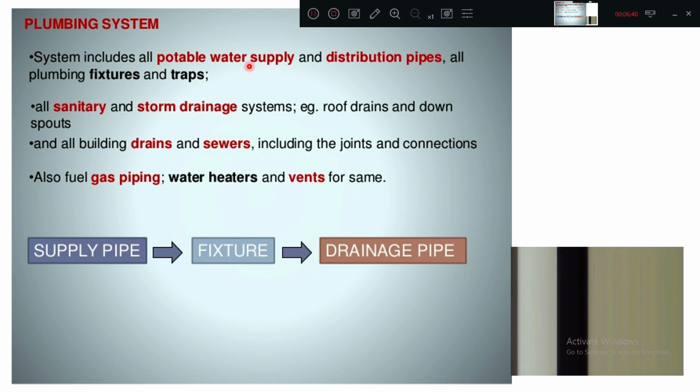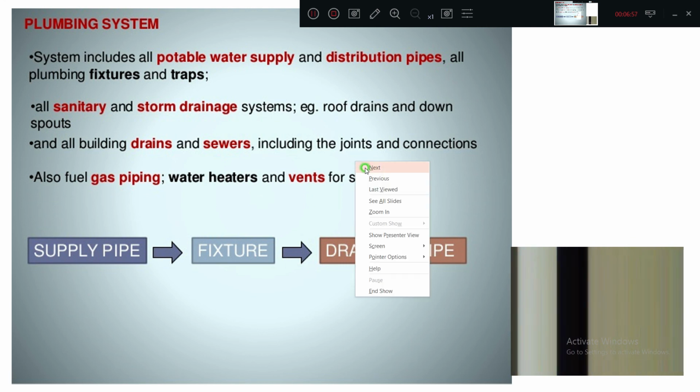So potable water supply, distribution pipes, drainage, sanitary, sewers, gas piping, vents. Everything together is called a plumbing system. So the supply pipe goes to the fixture, and from there after use it goes to the drainage pipe. So that is a common understanding.